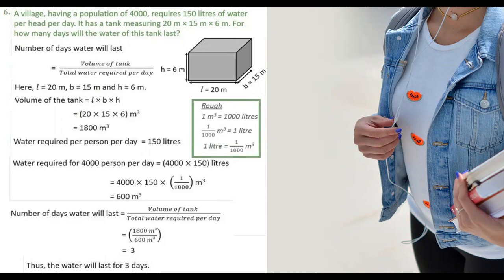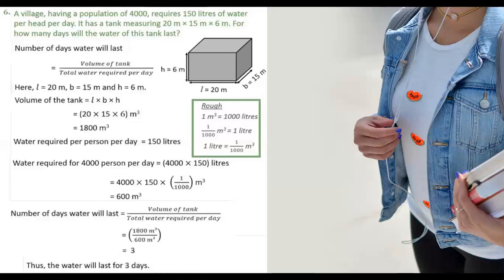Now the number of days the water will last will be equal to the volume of the tank divided by total water required per day. First let us find the volume of the tank with length 20 meters, breadth 15 meters and height 6 meters. So volume of the tank is equal to length into breadth into height. Substituting these values, we get the volume of the tank as 1,800 meter cube.